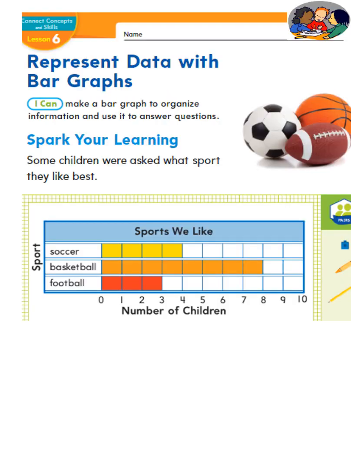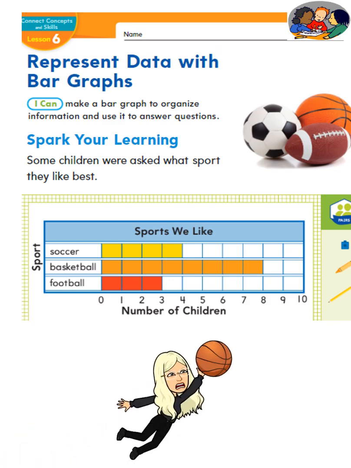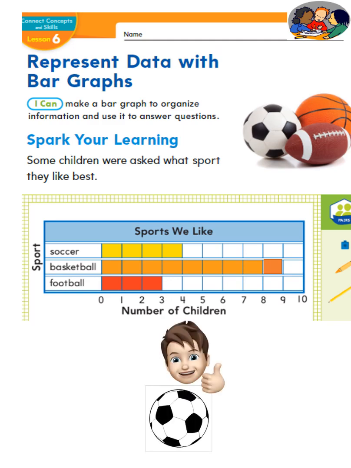Let's spark your learning. There were some children who were asked what sport they liked the best. They got to choose between soccer, basketball, and football. And this shows in the graph how many liked each sport. But I wanted to add on to that, so I asked the teachers. I went first to Miss K, and she told me she loves basketball. So let's add on one more cube to the basketball line for Miss K. There it is. Then I called up Mr. Hensel, and he told me he is a huge soccer fan. So let's add on one more cube for soccer.